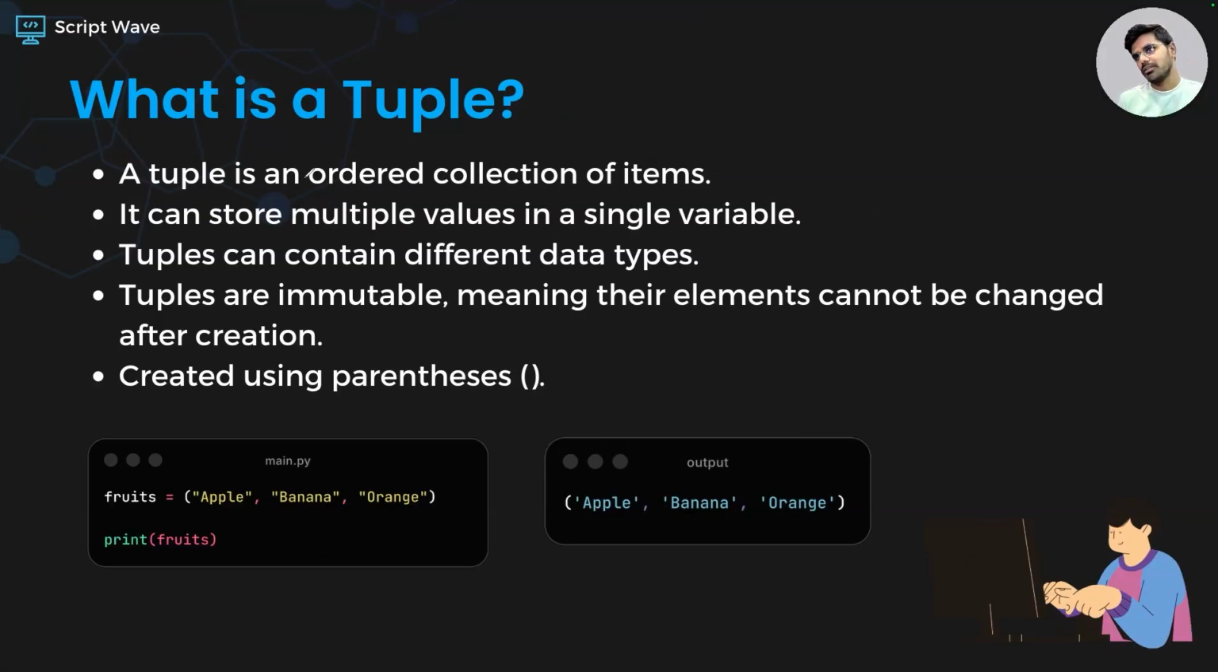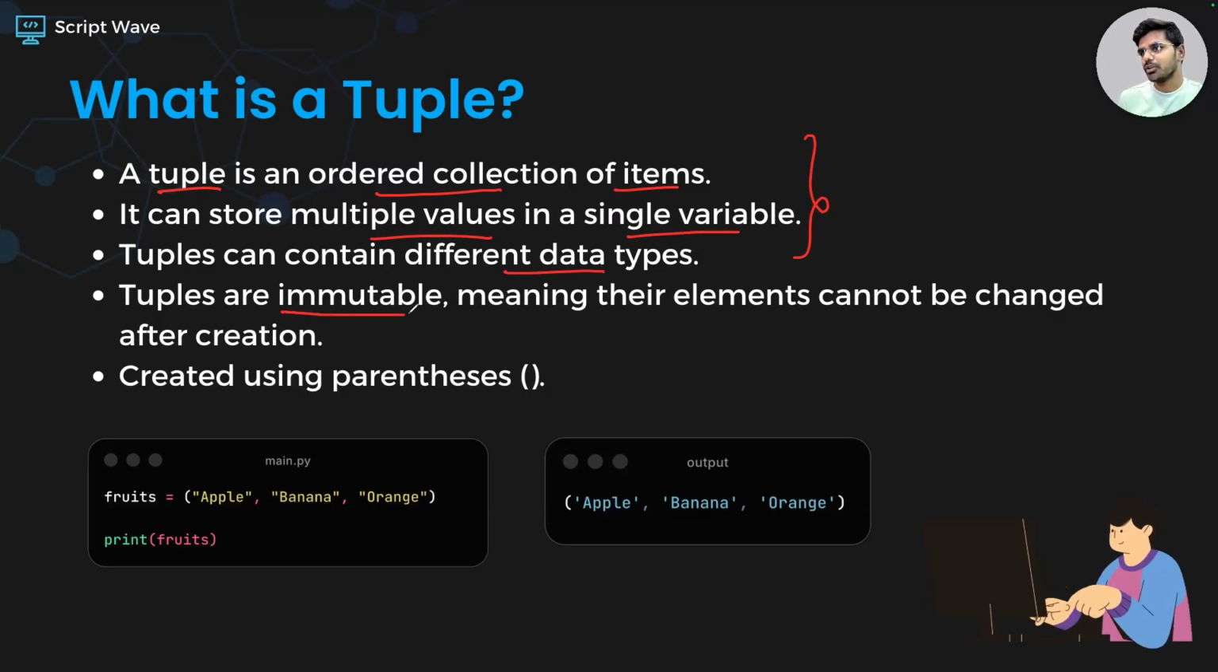What is a tuple? A tuple is an ordered collection of items. Similar to list, tuple is also an ordered collection of items. It can store multiple values in a single variable. It's exactly similar to list. Tuple can contain different data types. All three of these are the same as list, but the next one will be different.